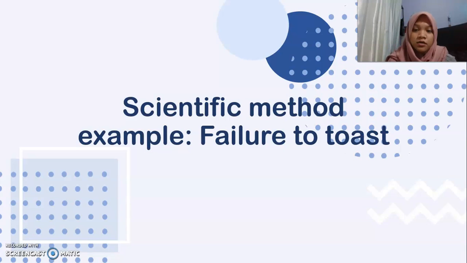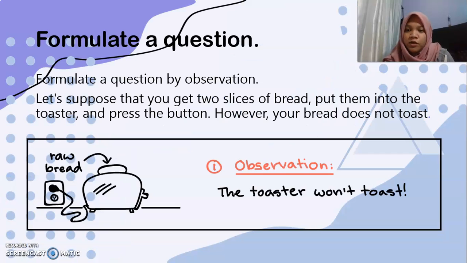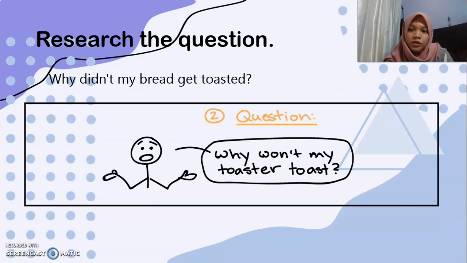Before I start with the explanation about the method, what I would like to use as an example in my explanation is failure to toast. So the first one is formulate a question. Formulate a question by observation. Let's suppose that you get 2 slices of bread, put them in a toaster, but your bread does not toast. So the observation in this situation is that the toaster won't toast. And research the question. Why didn't my bread get toasted? Why won't my toaster toast?